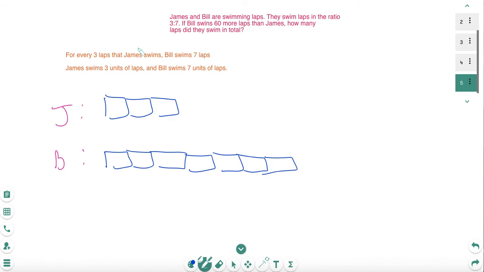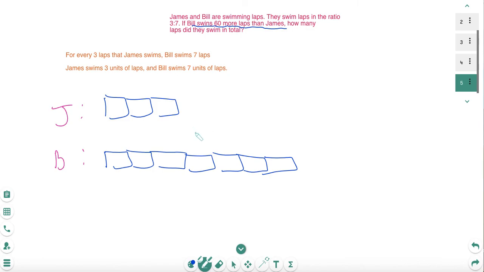And now let's interpret this information. Bill swims 60 more laps than James. So did James swim 60 laps? No. Did Bill swim 60 laps? No. Did they swim 60 laps in total? No. Bill swam 60 more laps. So where would this go in our diagram?